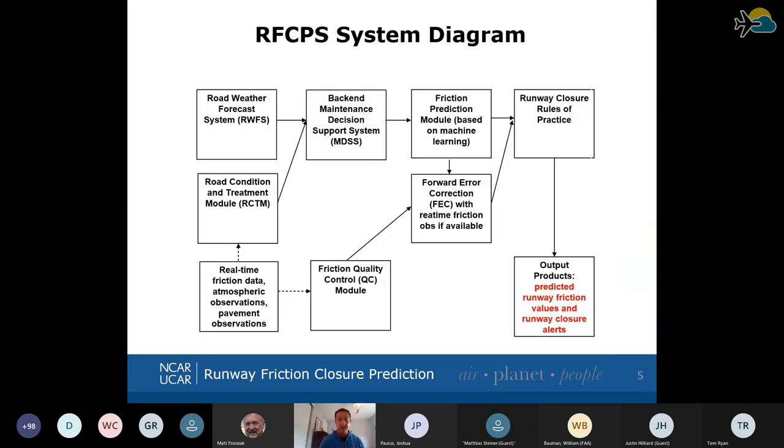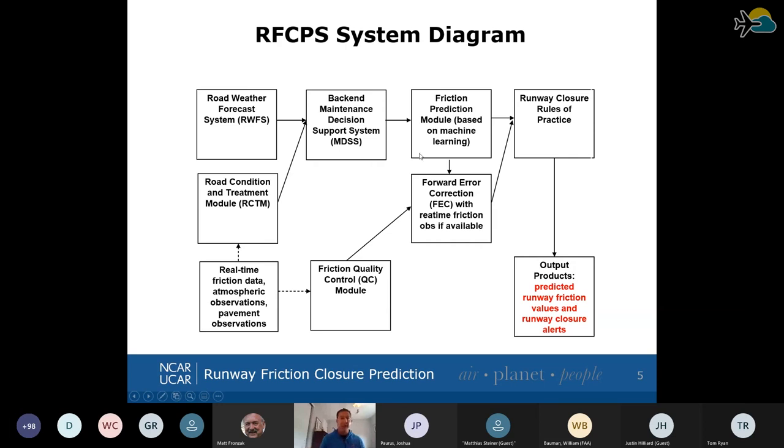So a real basic diagram of what the real-time system does. On the left side, we basically have what goes into an MDSS-like system. This is a maintenance decision support system, which has at its core a cutting-edge forecast engine, and that's basically Dicast. That's a statistical forecast engine. It also has a road condition treatment module, which takes input from the weather forecast, runs a pavement model, and rules of practice related to the road, and it comes up with road conditions, or in this case, runway conditions. So that back-end data is then fed into different machine learning models that predict friction based on weather conditions.